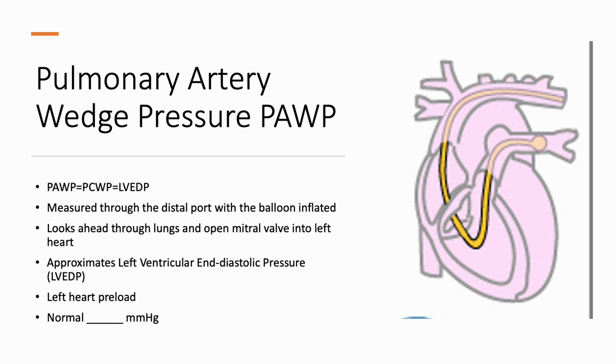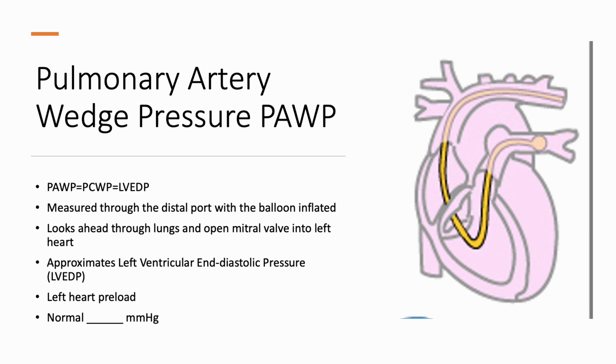Pulmonary artery wedge pressure, also known as pulmonary capillary wedge pressure or left ventricular end diastolic pressure, LVEDP, is a key measurement used to estimate left heart preload and left ventricular function. It is measured by inflating the balloon at the distal port of the pulmonary artery catheter. The inflated balloon occludes the pulmonary artery, allowing pressure measurement that reflects the left atrial pressure.